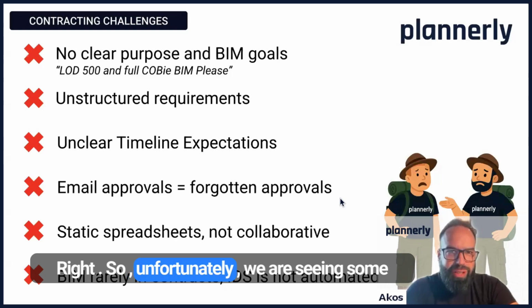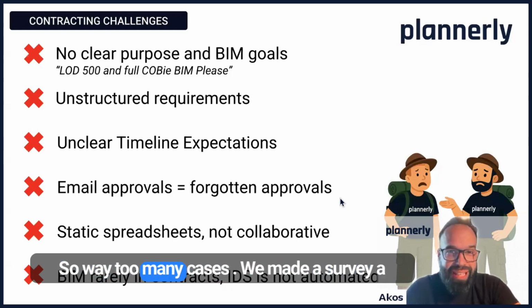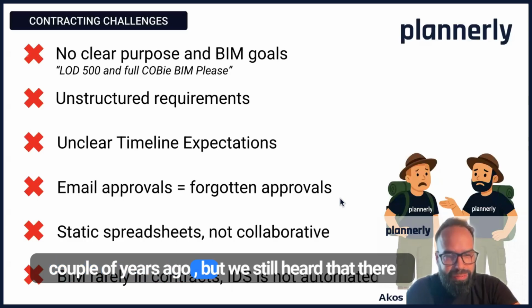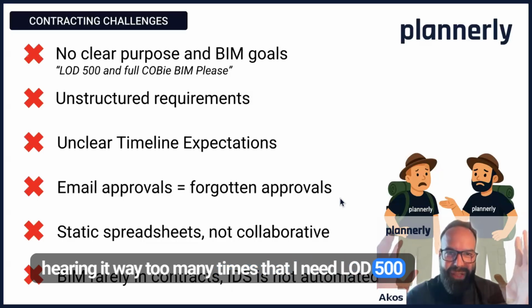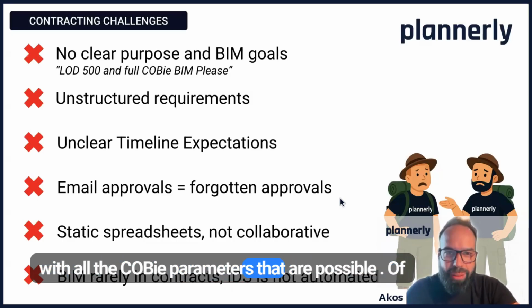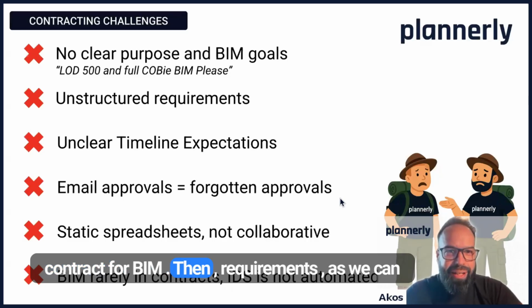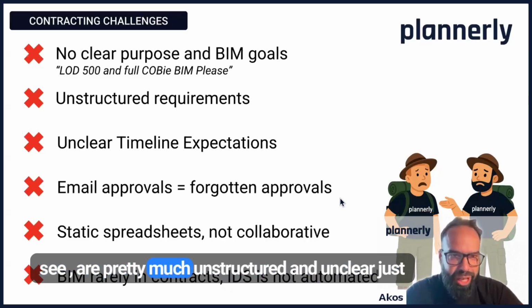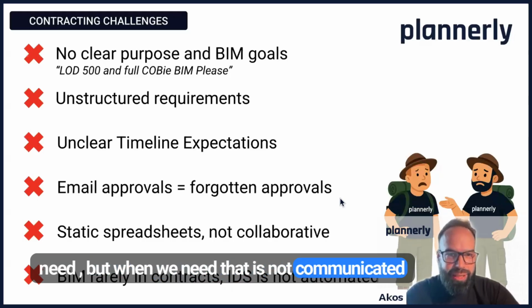Right. So unfortunately, we are seeing some challenges when it comes to contracting as well. In way too many cases, we made a survey a couple of years ago, but we still hear that there are no clear purposes and BIM goals defined. Hearing it way too many times that I need LOD 500 with all the COBie parameters that are possible. Of course, that's not going to be a great basis to contract for BIM. Then requirements, as we can see, are pretty much unstructured and unclear, just like the timeline expectations. So not only what we need, but when we need it, that is not communicated clearly.